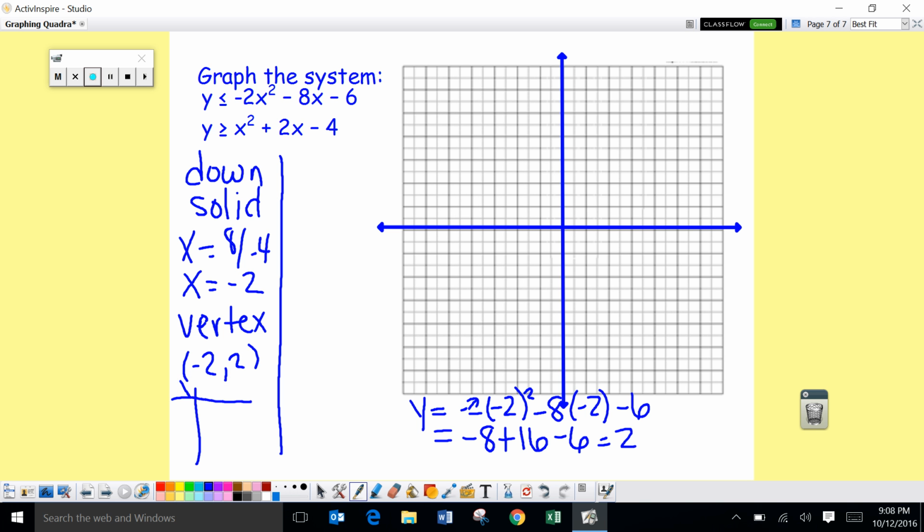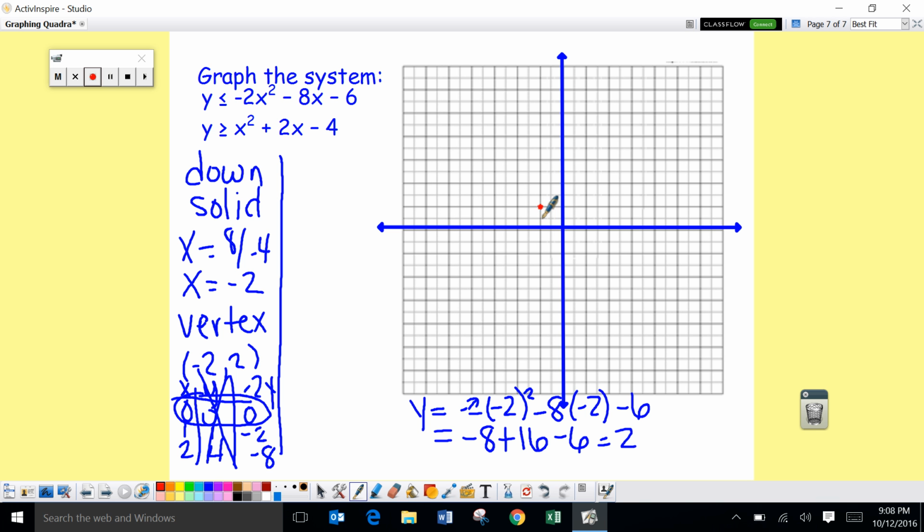We'll make our parent function table 0, 1, 2, 0, 1, 4. But we need a third column because we're multiplying it by negative 2. So we get 0, negative 2, negative 8. And we'll cross off our third column, circling our 0, 0, where we know that our vertex is going to be. So we'll have our vertex at negative 2, positive 2.